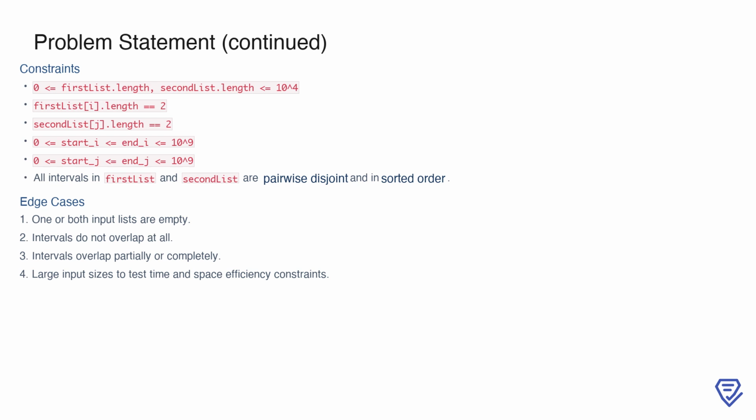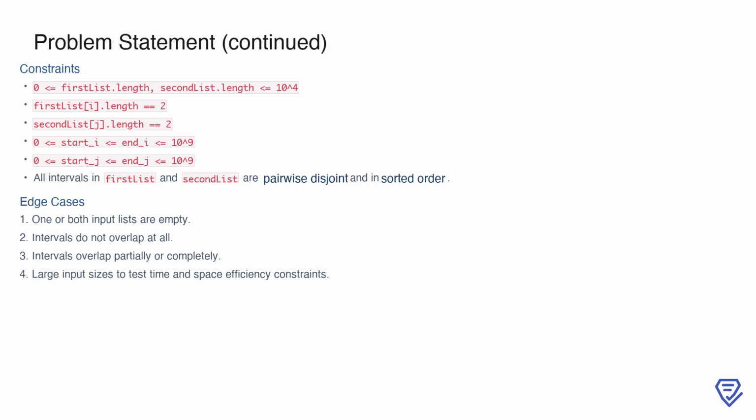Key edge cases to consider include one or both input lists being empty, intervals that do not overlap at all, and intervals that overlap partially or completely. Additionally, the algorithm must handle large input sizes efficiently, ensuring that it meets time and space constraints. These conditions ensure the problem is well defined and prepares you to consider a range of scenarios when designing your solution.